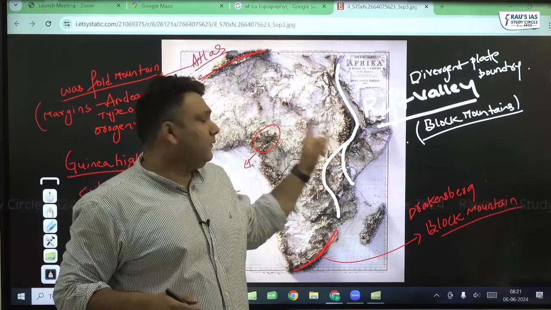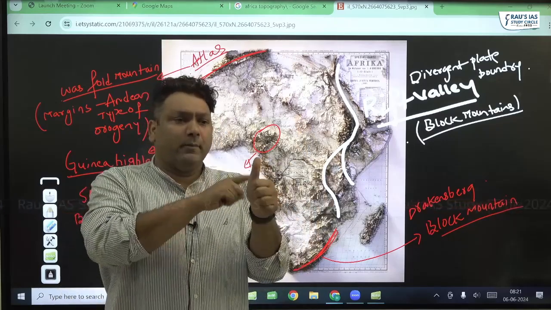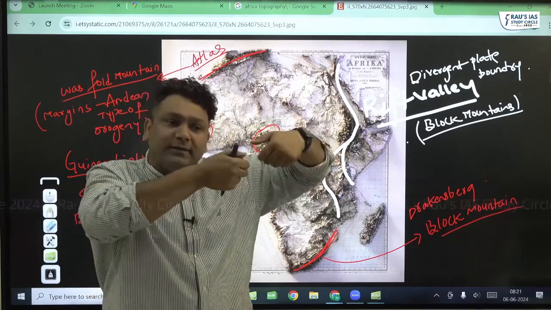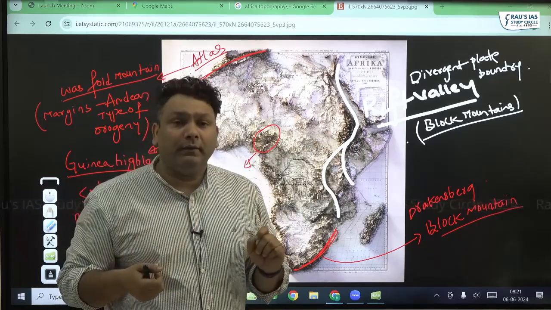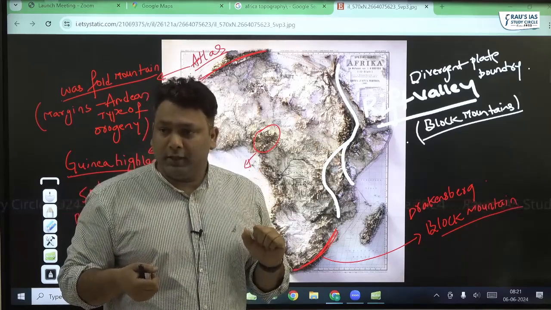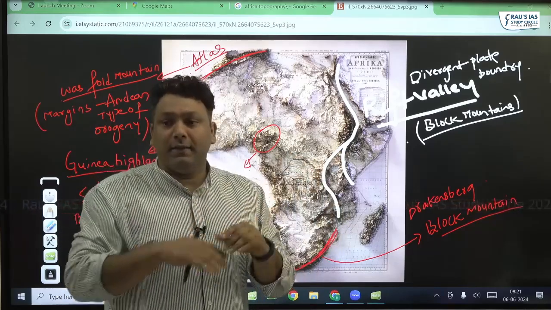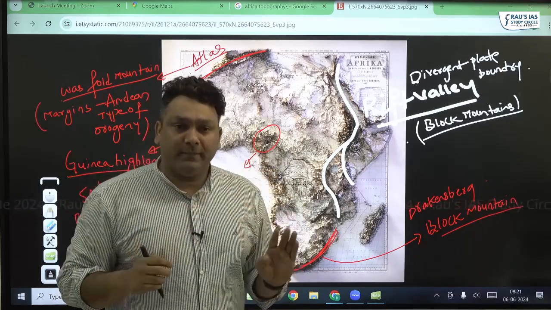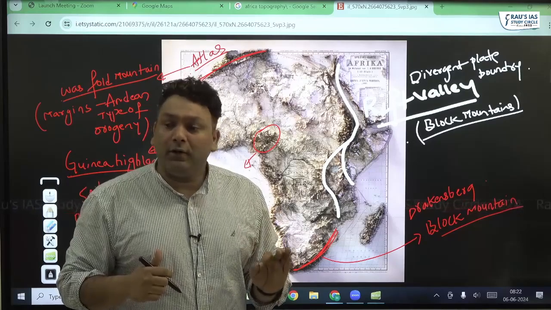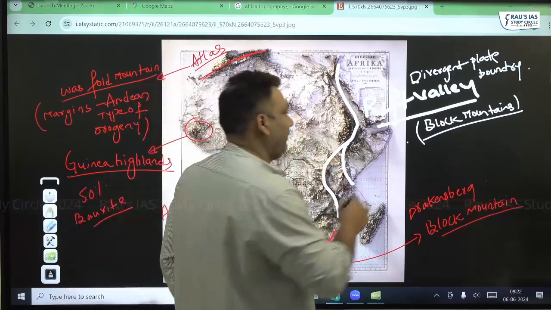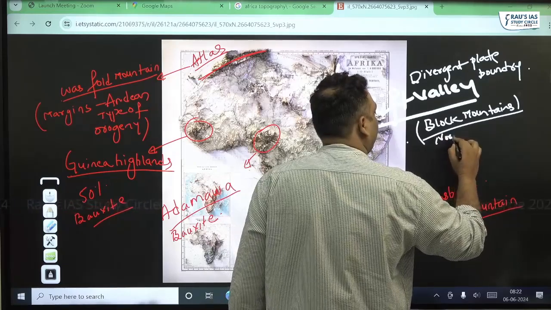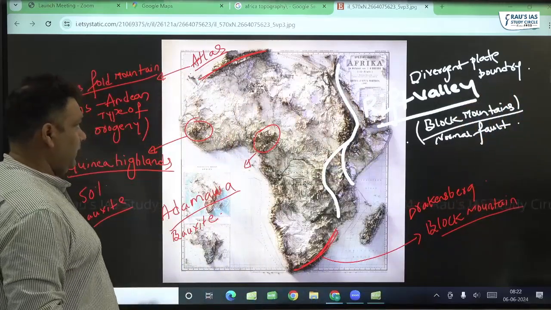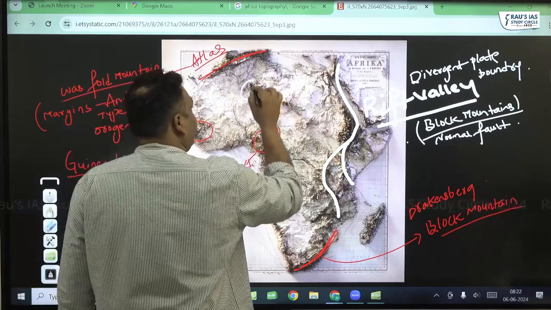Tell me, there are three types of faults, right? If you have a divergent plate boundary, which type of fault will it be? If the plates are moving apart, the fault is called a normal fault. If the plates are moving towards each other and the rift is created, it is called a reverse fault. And if the plates are sliding past each other, it's called a transverse fault or slip fault. So here we'll have a normal fault.